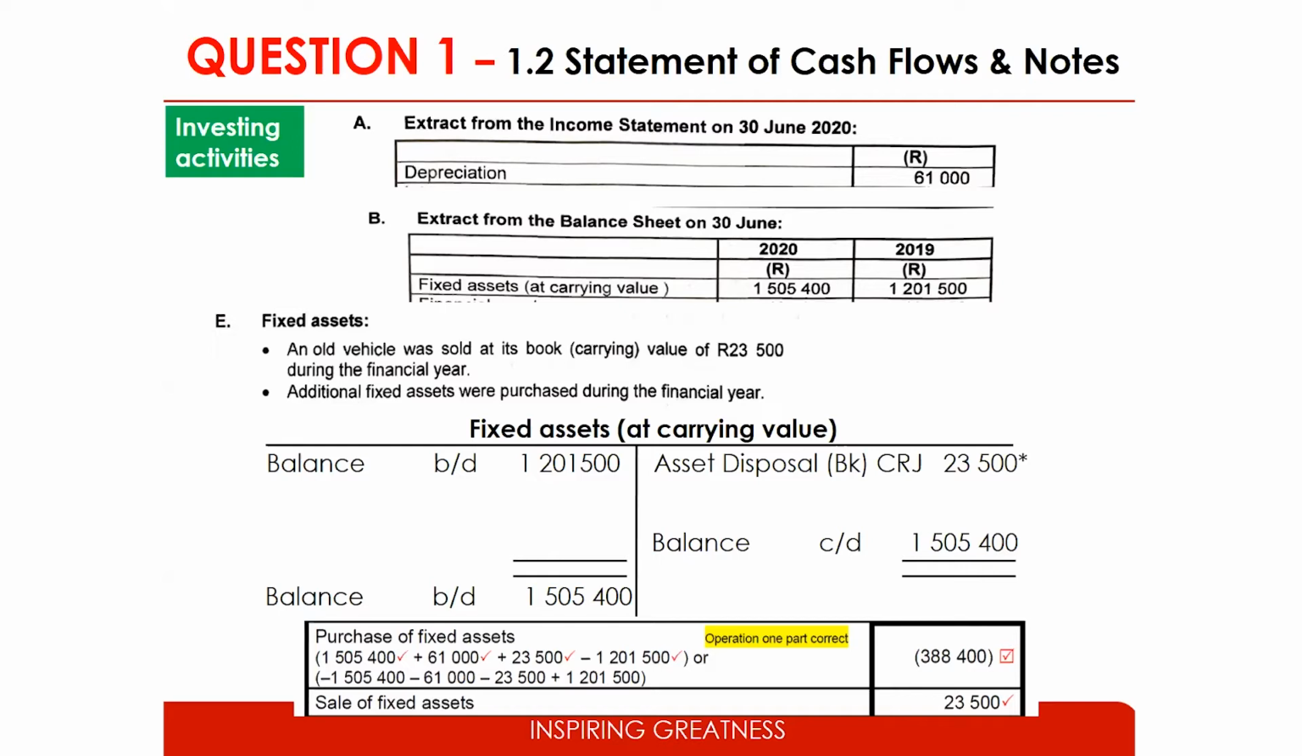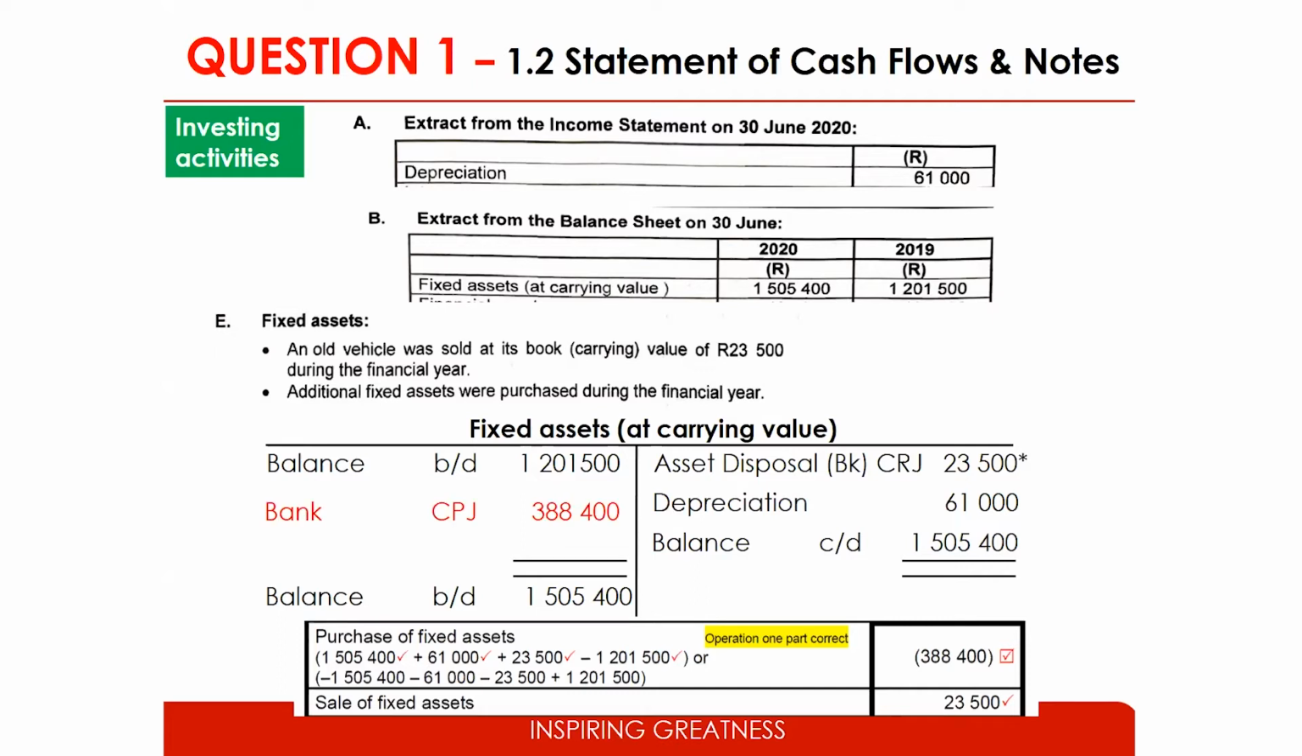Then you plug in the assets that you have disposed. Because it is an asset account, your accounting principle dictates that if an asset decreases, it will decrease on the credit side. Therefore, you will have to credit the asset disposal of 23,500 rand. Then the next thing that goes in there is the loss in value of assets, which is depreciation of 61,000. Again, it is a loss in the asset, and an asset decreases on the credit side, so you credit your fixed assets with the depreciation amount.